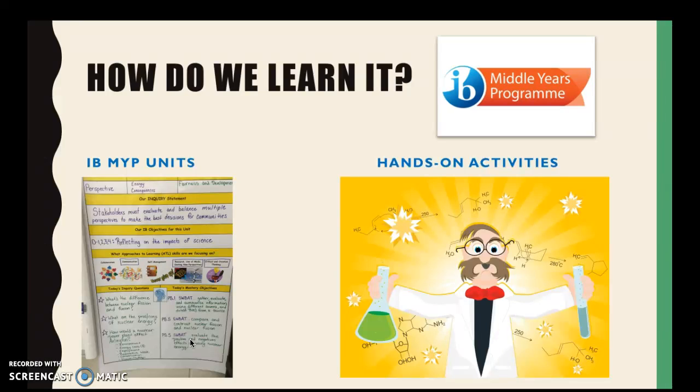The two main ways that we learn physical science are through IB/MYP units. You will see a sample of that in a moment. And hands-on activities, which include experiments, laboratory activities, problem-based learning scenarios, and other things that really get our students thinking about how science is explored and used in the real world.